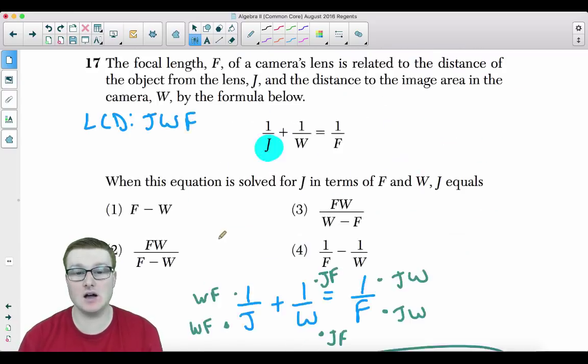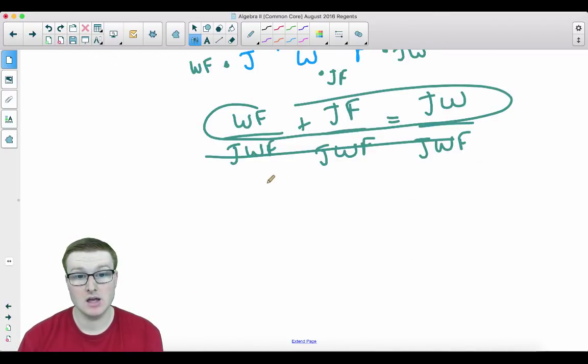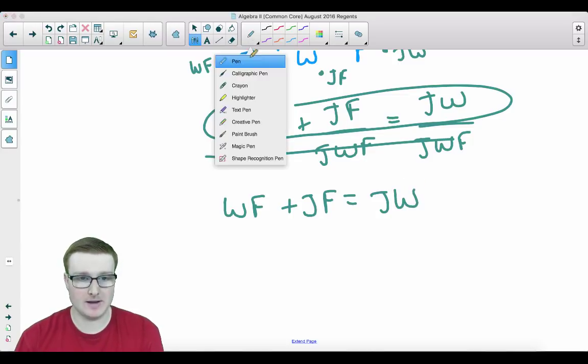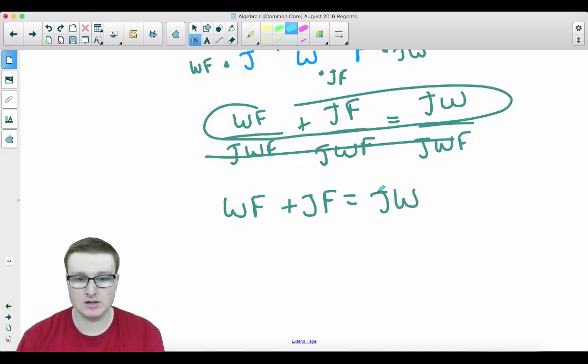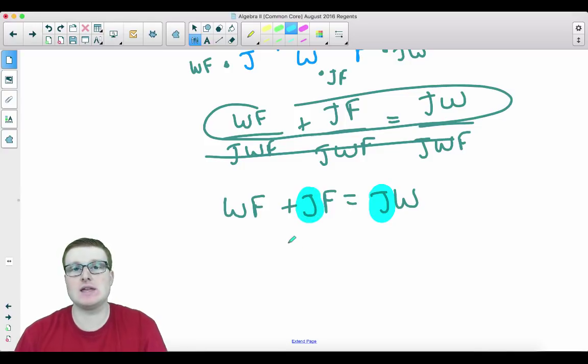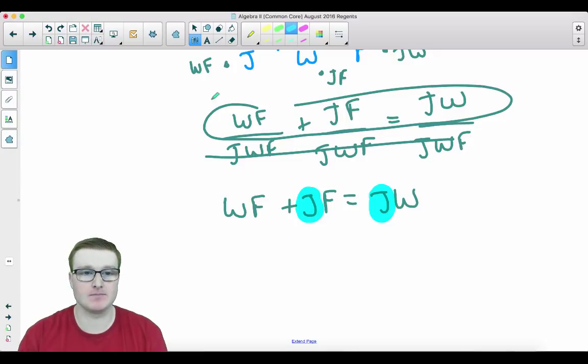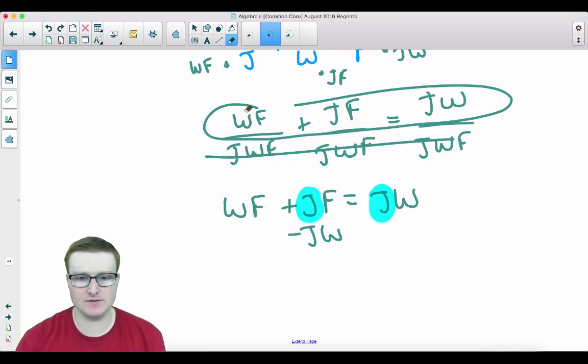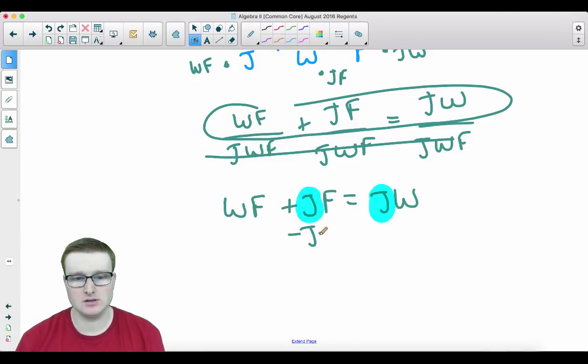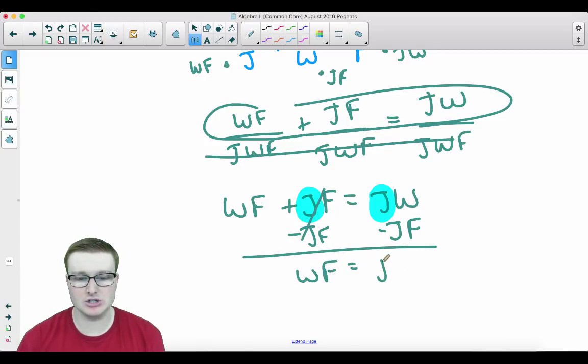So now we could easily solve for j. Let's do it. So we have wf plus jf equals jw. Now we got a problem here. We have a j over here and a j over here. We got to somehow get those together, okay? And eventually we're going to use factoring. So how do we do it? I'm going to move that jf, my apologies, to the right-hand side, okay? So we get wf is equal to jw minus jf.